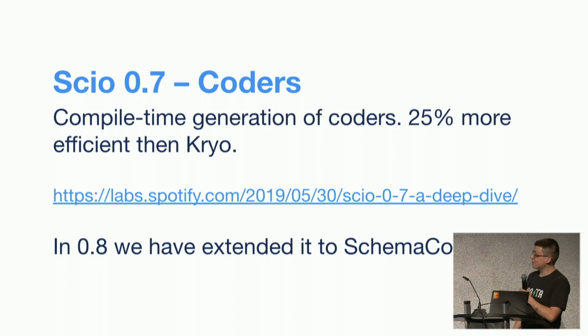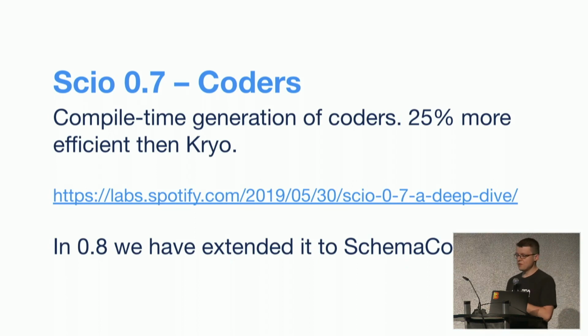But we did one more macro in 0.7. We did it to optimize coders in Beam. 0.7 was something we released like half a year ago. What we did, before we used Kryo, and Kryo is a Java library for serialization of Java objects. You can serialize most Java objects, and it uses some runtime type information to generate bytecode.